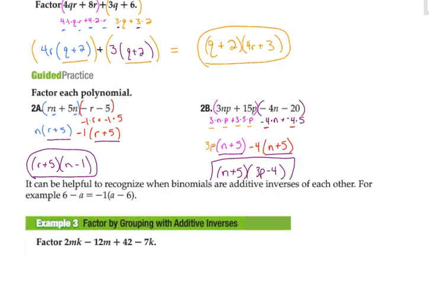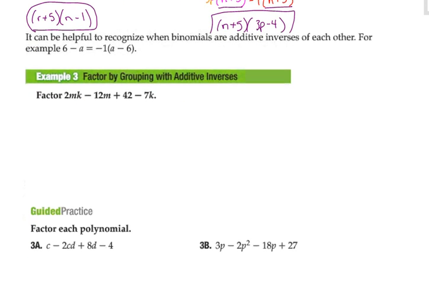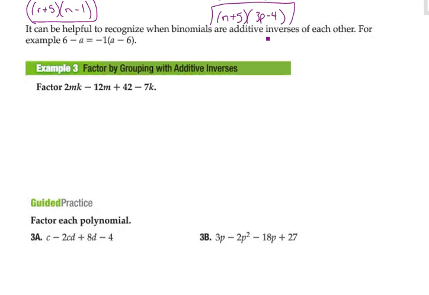Okay, we have talked about additive inverses before. We just didn't really put a vocab word to it. Additive inverses are opposite signs. Okay, so when you see that, that just means that we have opposite signs.